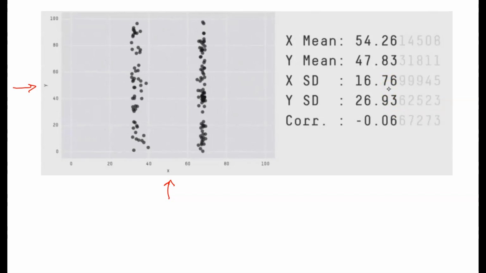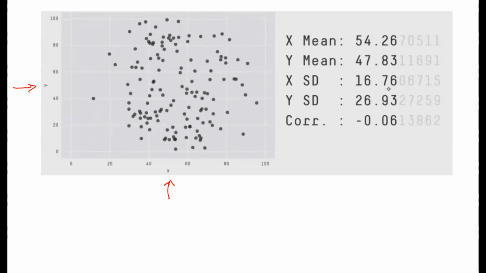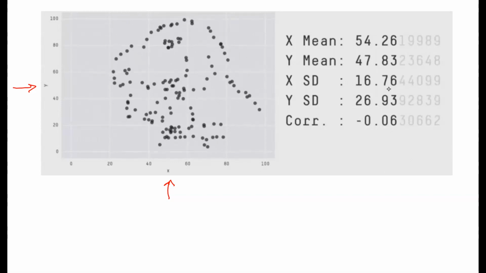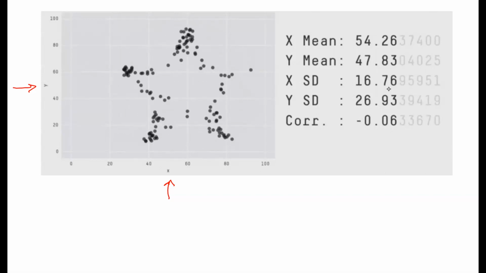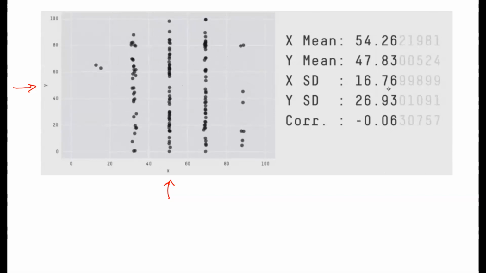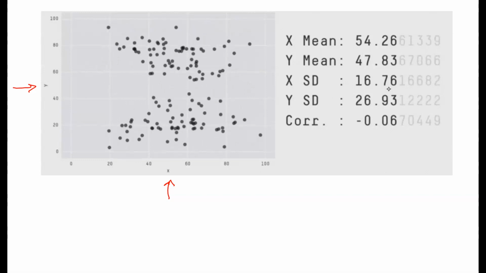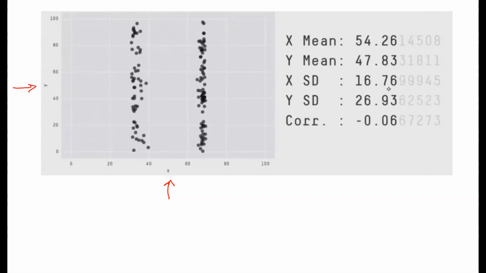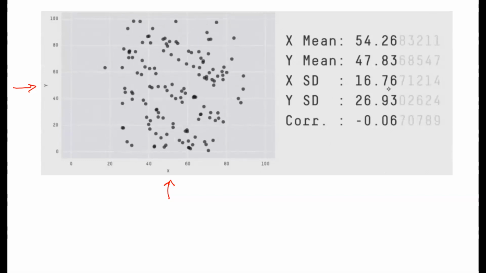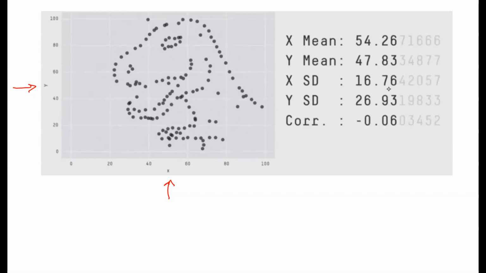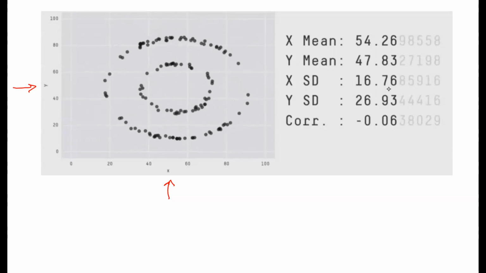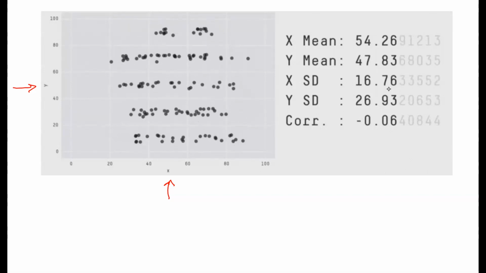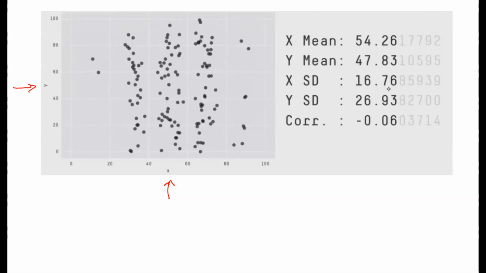And notice the correlation. These all have the same correlation, negative 0.06. Again, that's a very weak correlation, but take a look at that. If I tell you that a correlation is negative 0.06, it would be inappropriate to say there's no pattern whatsoever in the data, because clearly there are patterns in this data. In fact, our friend the dinosaur there. So the message here is that correlation is not enough. You must also look at the picture of the data.